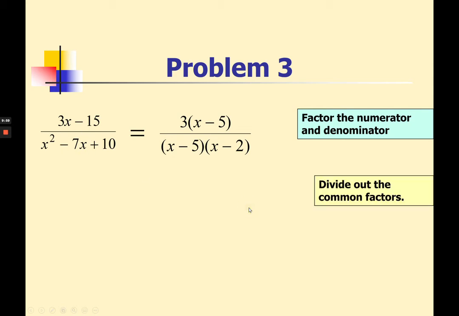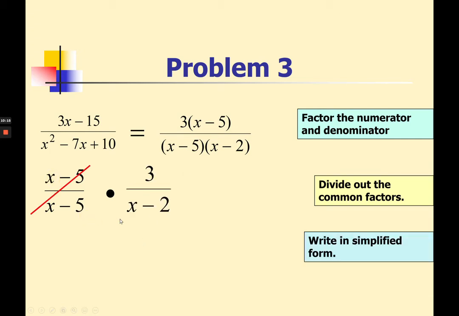We can now divide out or cancel the common factor. You can actually write it this way to clearly show that there is a 1, like if nothing is left, but since 3 is left, 3 times 1 is 3 anyway. So the x minus 5s are the ones cancelled out, and whatever is uncancelled should be your answer. It's 3 over x minus 2.